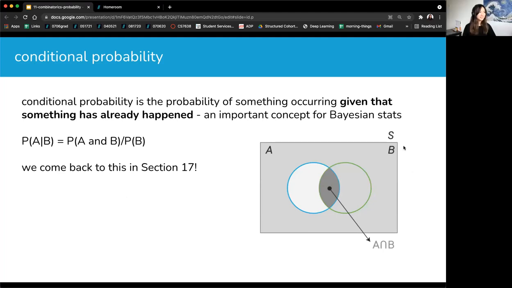Okay, next let's talk about conditional probability. This is going to come back with one of our machine learning models later in phase 3. It's more the way that you think about probability, not so much formulas, but there are formulas to calculate it. The conditional probability is the probability of something occurring given that something has already happened. This is an important concept for Bayesian statistics.